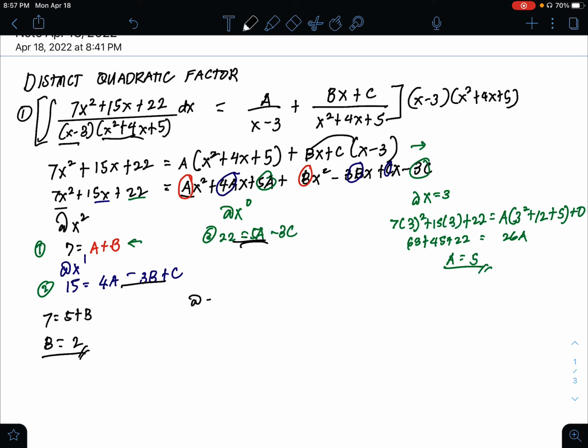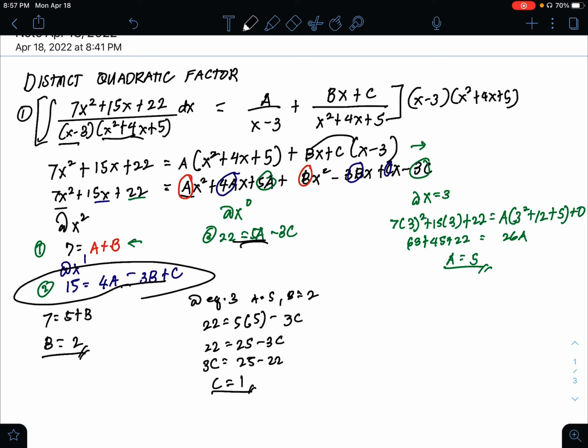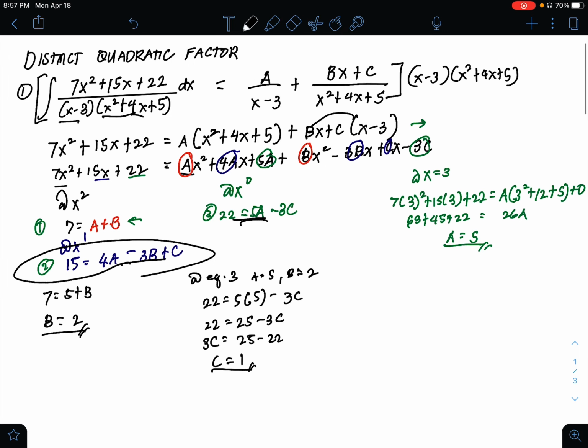At equation 3, given A is equal to 5 and B is equal to 2. So therefore, 22 is equal to 5 times 5 minus 3C. So this is 22 is equal to 25 minus 3C. So 22 minus 25, or gawin natin si 3C sa kabila para positive siya. 25 minus 22, so that's 3. So C is equal to 1. So dito din natin siya i-substitute sa equation 2, si A at si B, you will still get the same constant.